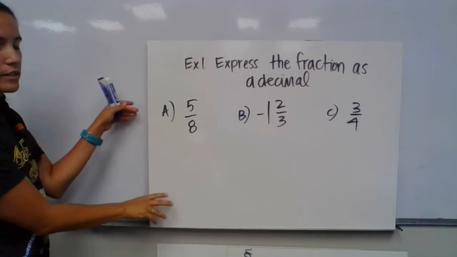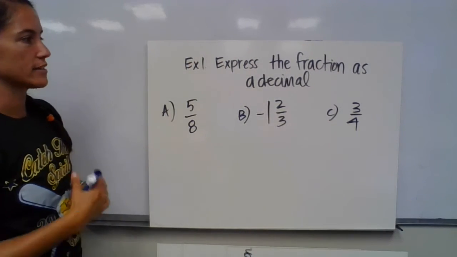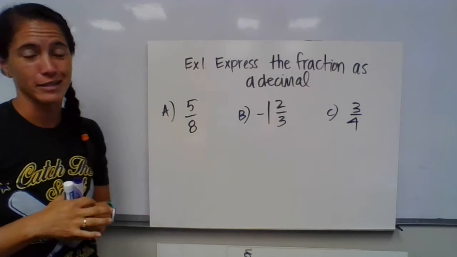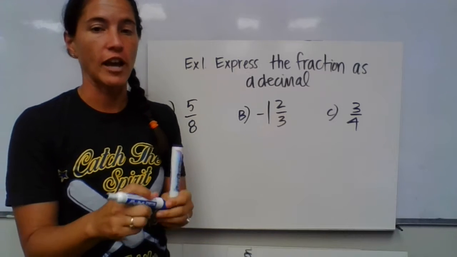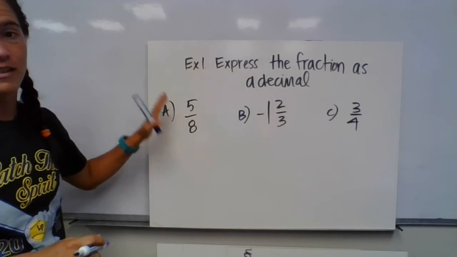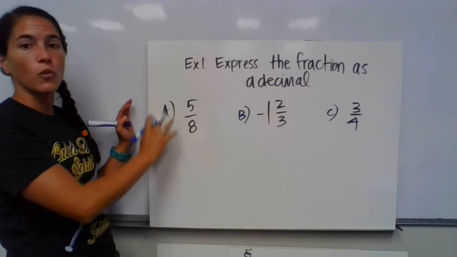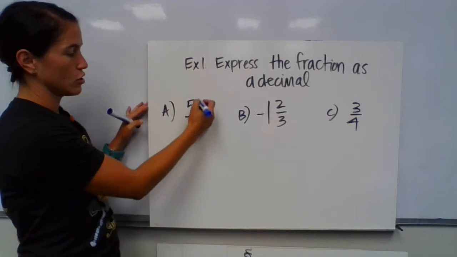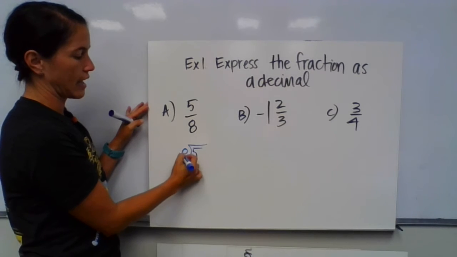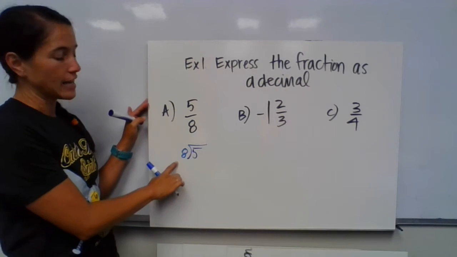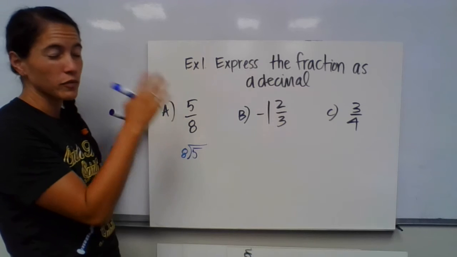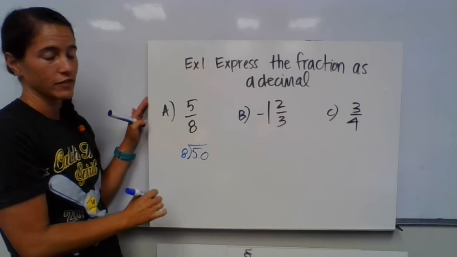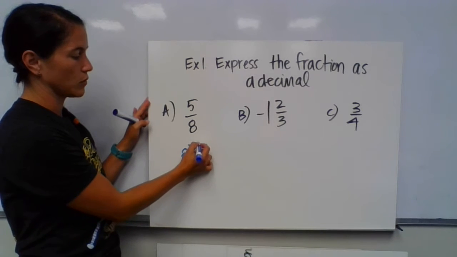Okay, example 1, express the fractions as decimals. This hopefully is review. I'm hoping I'm not teaching you something brand new. So we have the fraction 5/8. 5/8, it's a ratio of 5 to 8. And if you want to change a fraction to a decimal, you have to divide 5, the numerator, divided by 8, the denominator. 8 going into 5, hopefully you remember that you're going to have to add a decimal and a 0 because 8 cannot go into 5. That's what's going to make it a decimal.